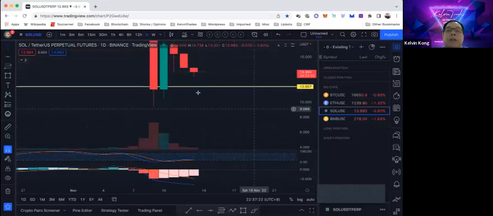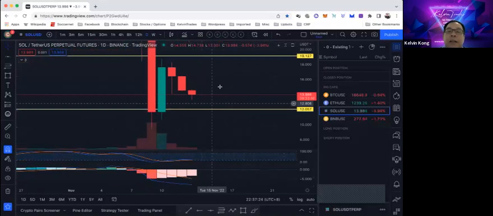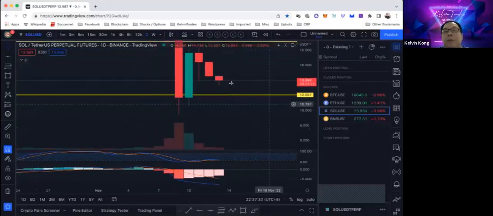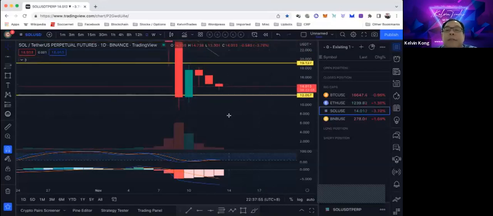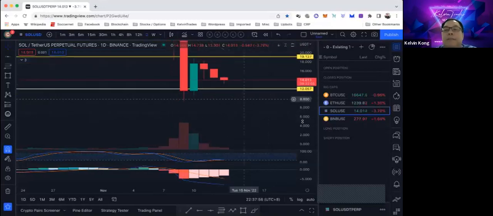If suddenly tomorrow there's a green candlestick, or it starts to go up, don't buy. Don't FOMO, don't chase. Our plan is to see a green candle bounce out from $12, then we will long it. The second plan is, if there's no green candle, there must be a red candle that closes below $12. Then we short.